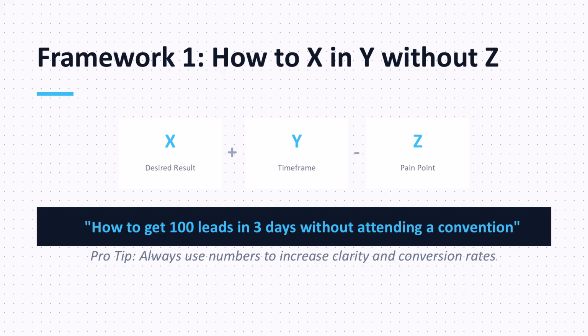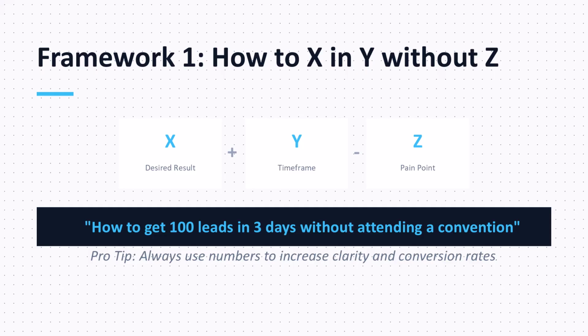Our first framework is a classic for a reason. How to X in Y without Z. This is a go-to for many successful content creators and marketers because it speaks directly to a common desire: achieving a great result, X, in a specific time frame, Y, while avoiding something undesirable or difficult, Z. Think about it. We all want shortcuts, right? We want to achieve our goals without the pain points. This framework taps into that perfectly.